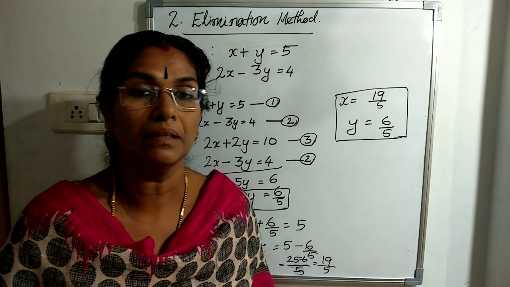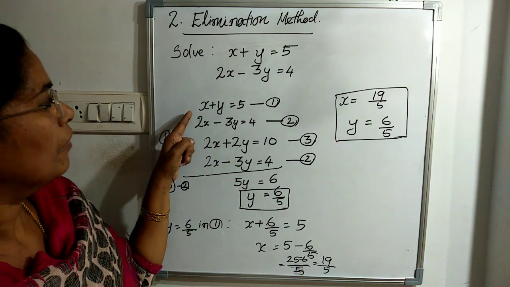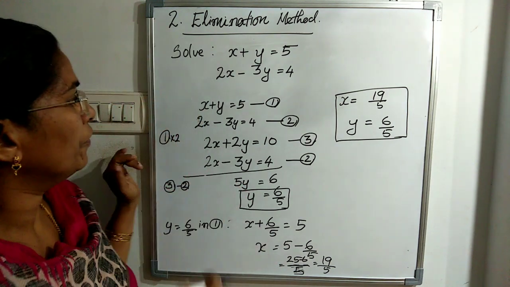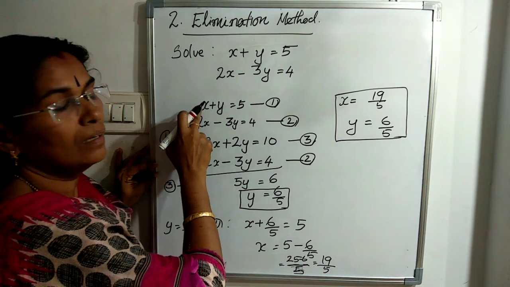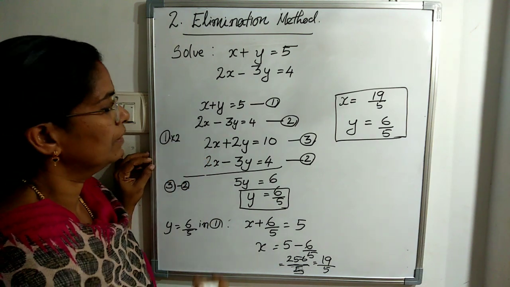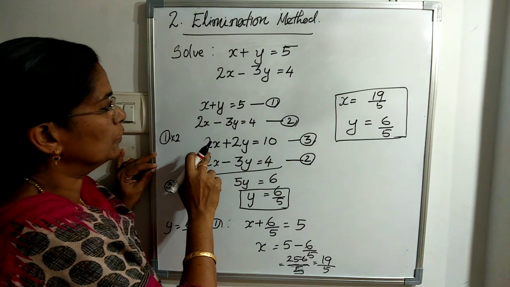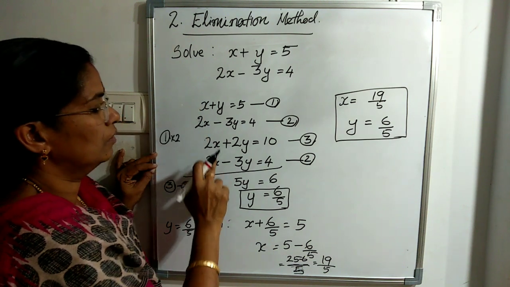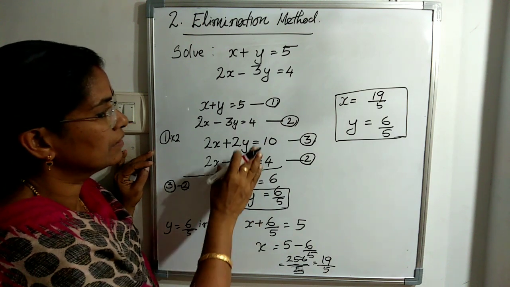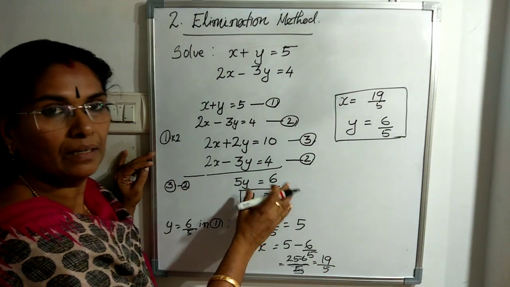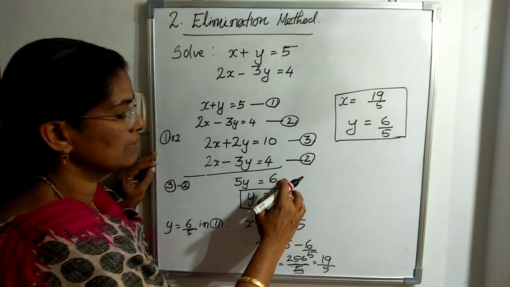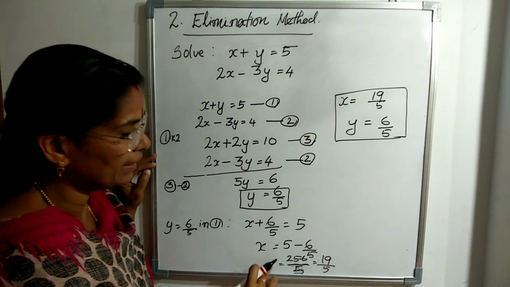One more time I will explain. The first step is, you have to make the coefficient of a variable the same by multiplying with a non-zero constant. Here I am multiplying by 2, so it becomes 2x. The coefficient of x becomes the same. After that you have to subtract. After subtracting, it becomes a linear equation in one variable, and we will get the values of y and x.